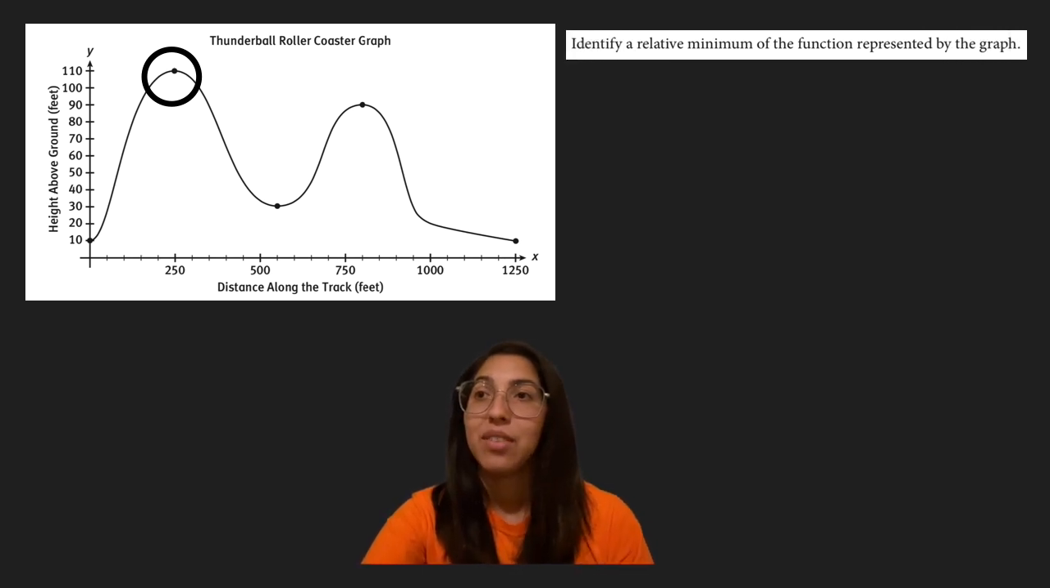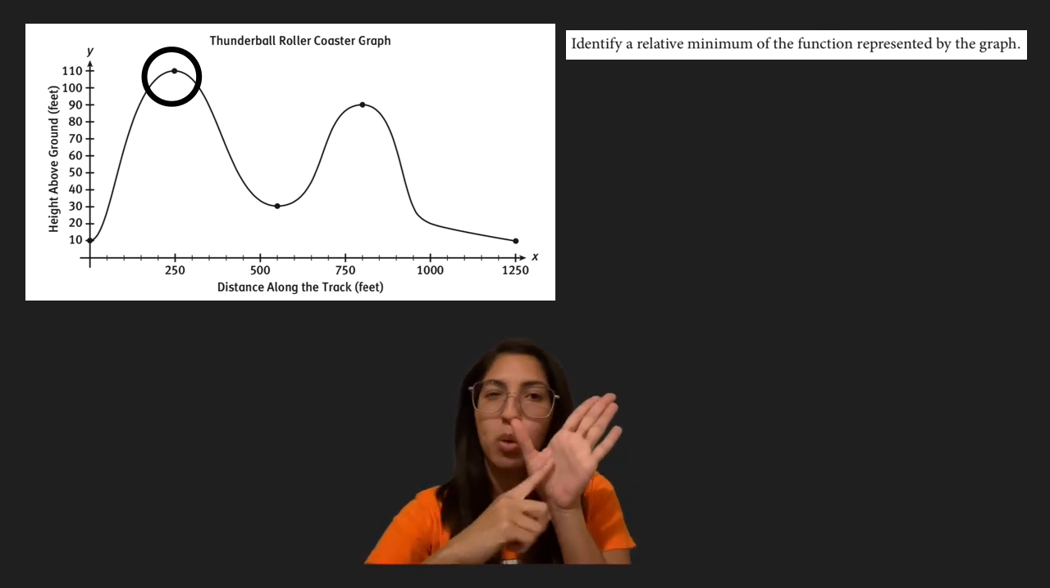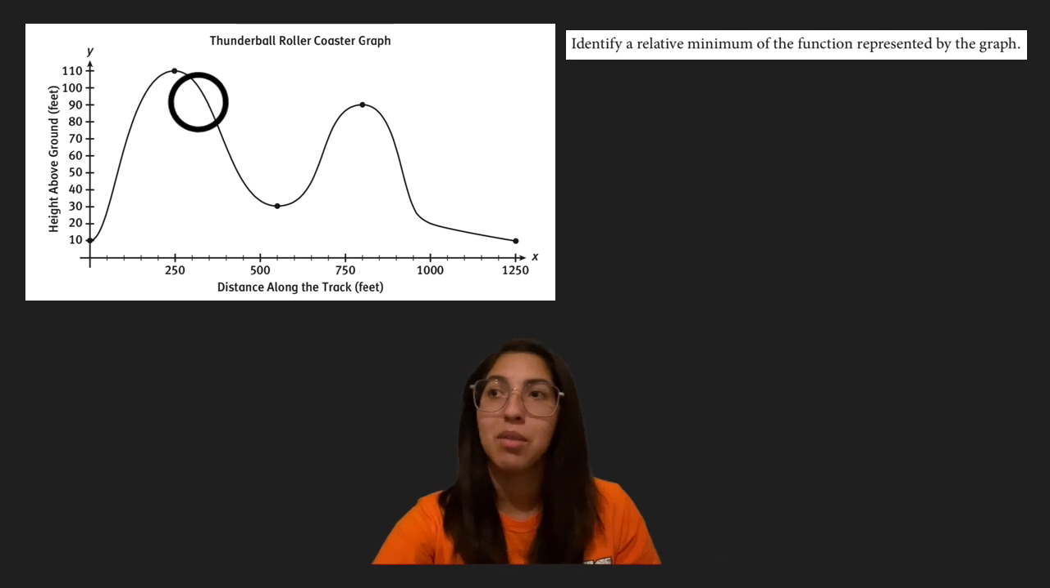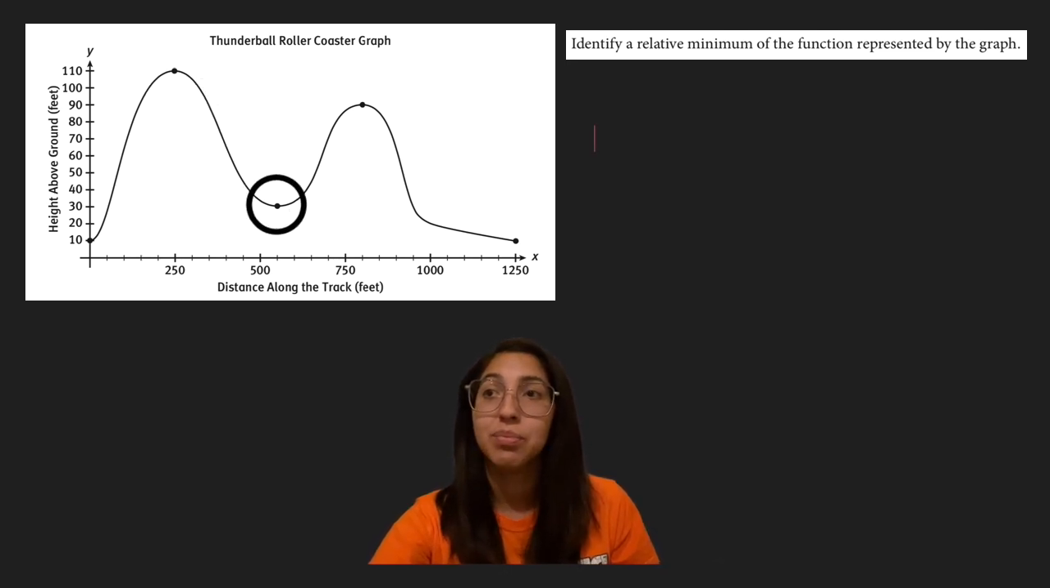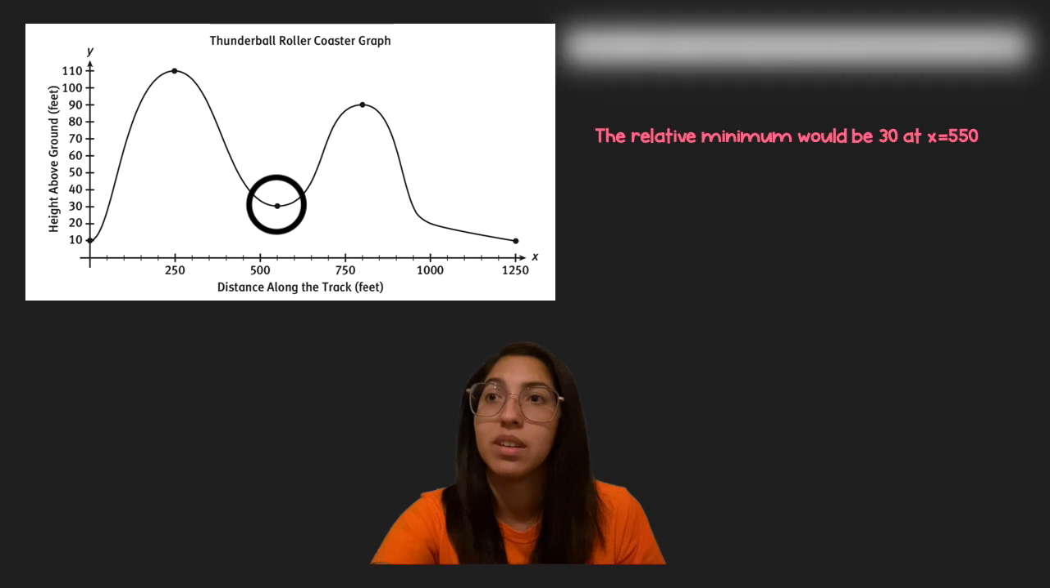And then identify a relative minimum. So again, our relative minimum and maximum have to be a curve or a pointed part. It can't be an endpoint. So here my relative minimum would be this point down here, which is 30, and that's when x equals 550.